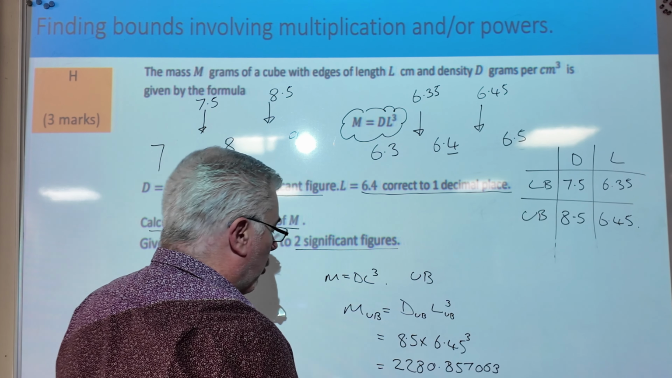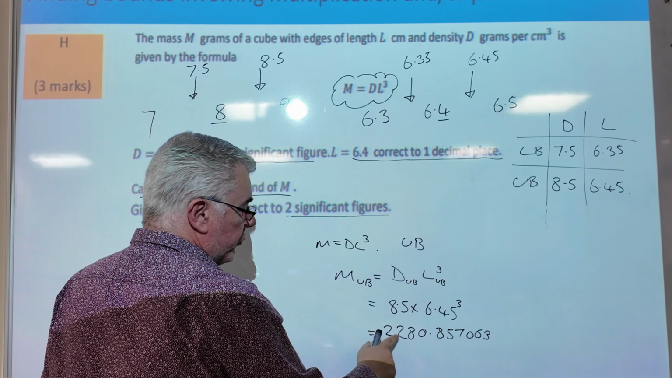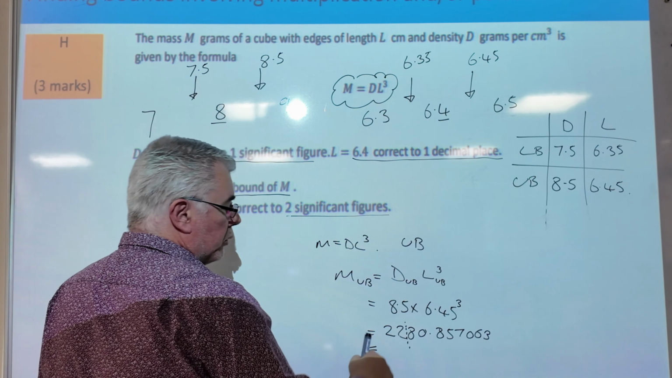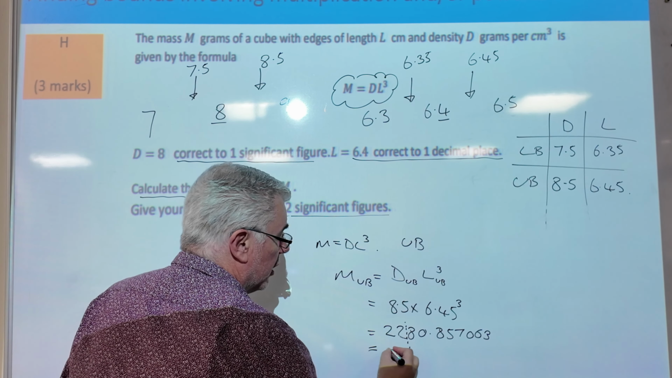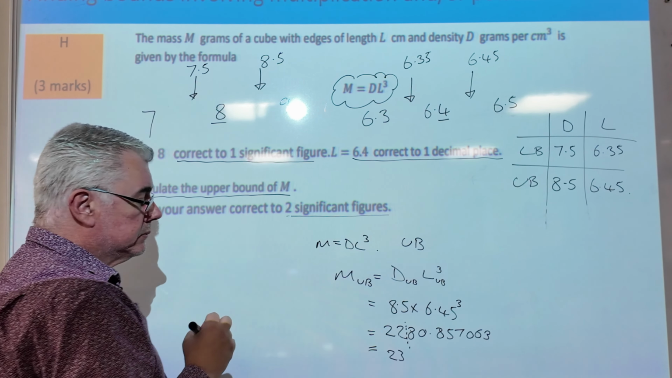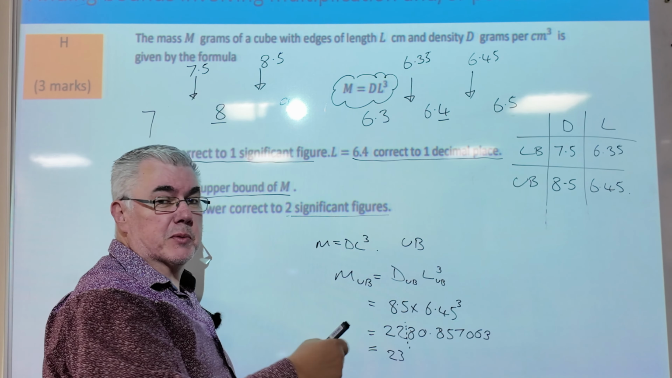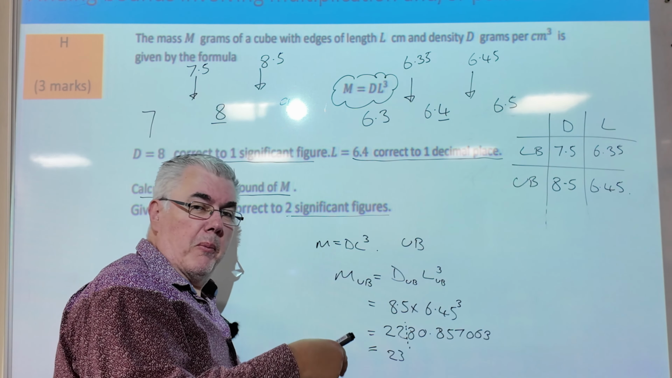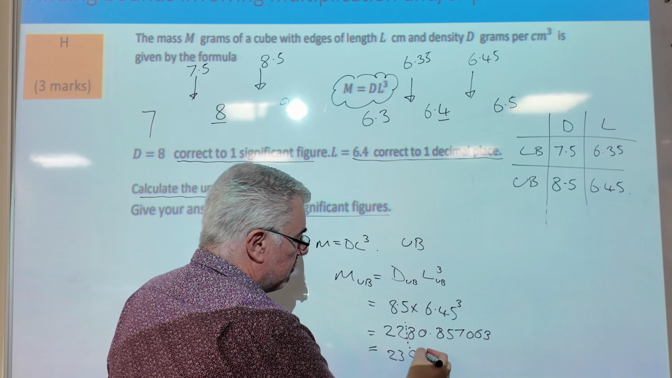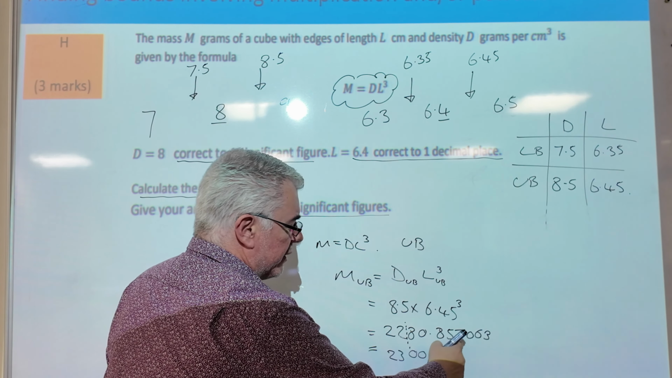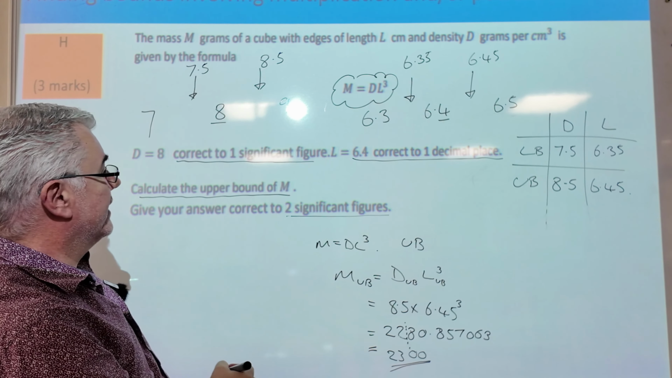2280.857063. I want it to two significant figures. I'm going to check the number after, 5 or above. That is 5 or above, so I'm going to shove that up by 1. I don't leave my answer as 23. 23 is nowhere near this. When we round to significant figures, we are basically giving a bit of an estimate. So I replace those other figures with 0. I could put 0.000, but it's pointless at this point. My answer is just 2300.